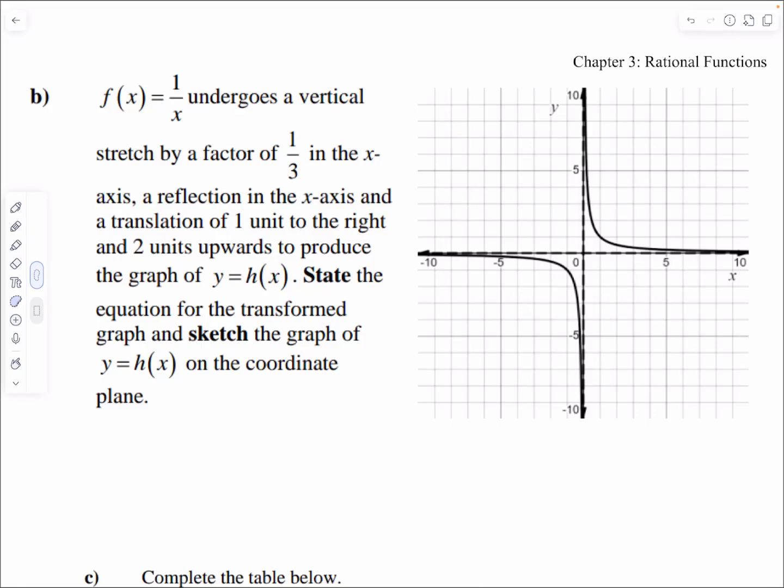Okay, so let's take a look here. Let's take a look at another type of problem involving some transformations on a rational function. Okay, so what are we dealing with? We're dealing with our base function here, f of x is 1 over x.